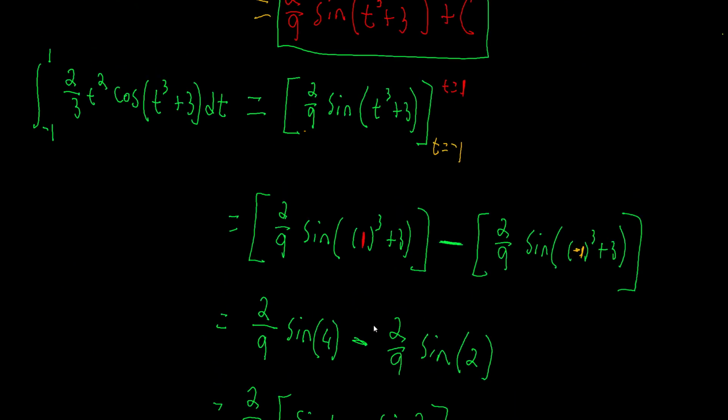So when we evaluated 2/9 sine t cubed plus 3 between these two bounds, it looks like 2/9 sine of something cubed plus 3. That's why I wrote 2/9 sine of something cubed plus 3, twice, and then I evaluated at its bounds, 1 and -1. I hope this helps. I'll see you all in class the next time I see you.